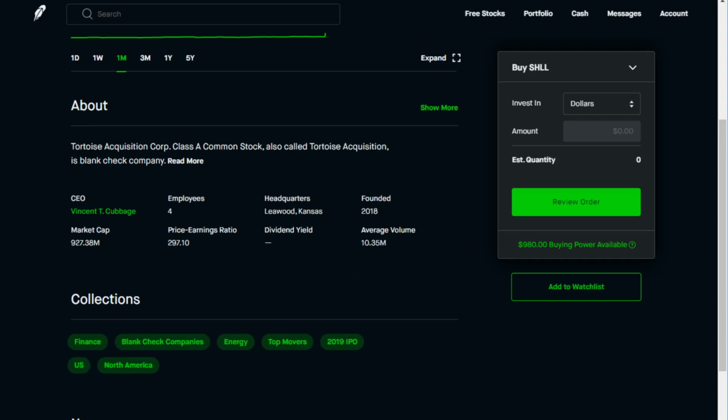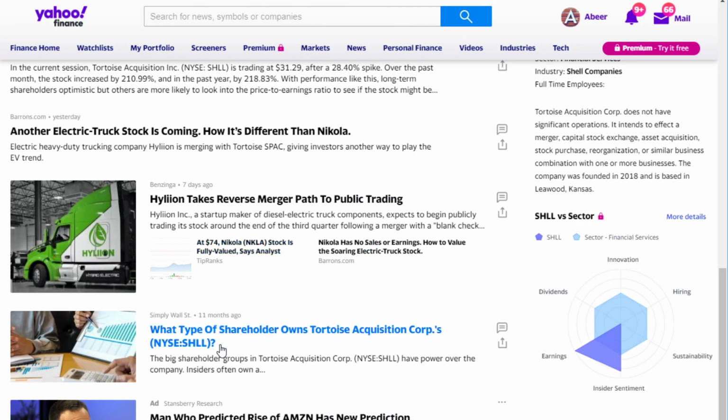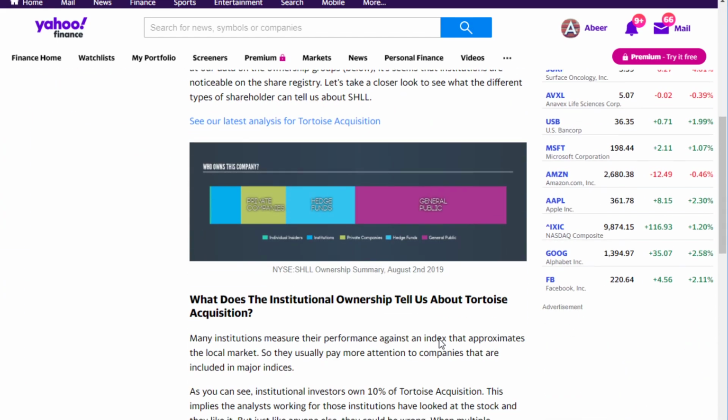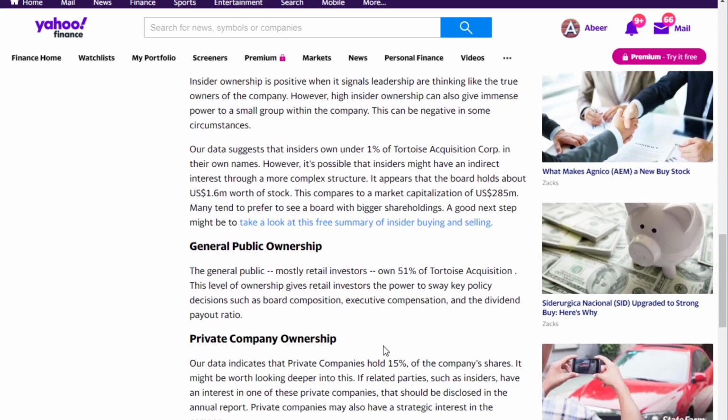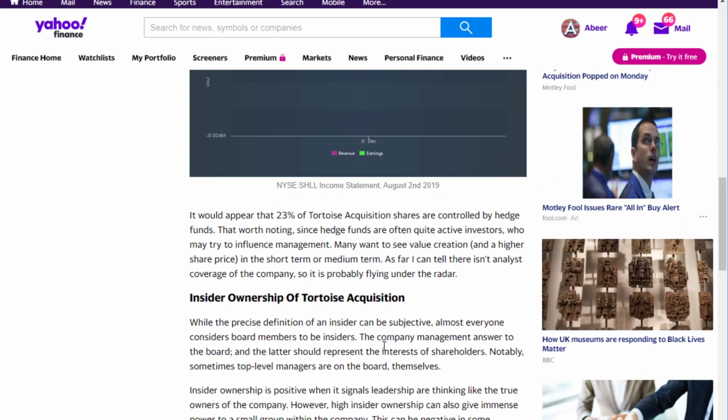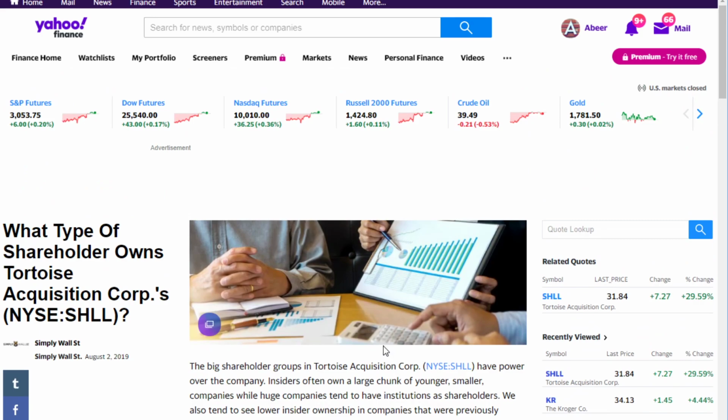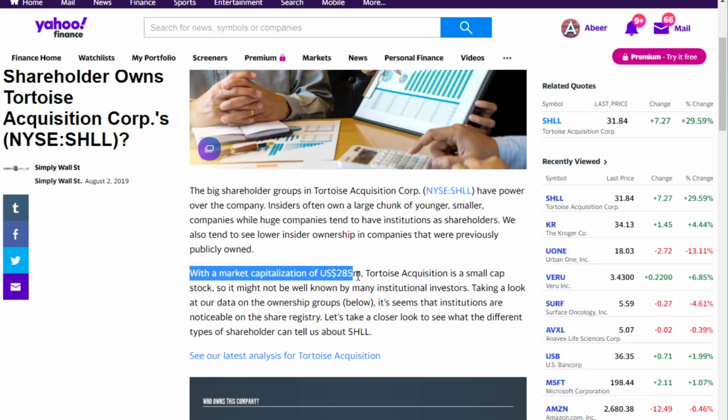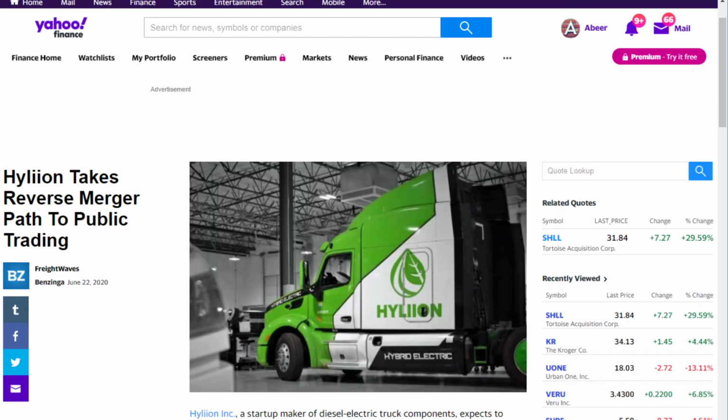If you go here, there are other companies who are talking about this company and how it has been doing. So I found one article published 11 months ago. If you read through this article, let me show you where I wanted to point out the important thing for you all. Where is it? So yeah, with the market capitalization of $285 million, Totus acquisition is a small cap stock. So basically, it's an acquisition company which acquires other companies to make a living. And Haleon is the first company of its kind that they have acquired.